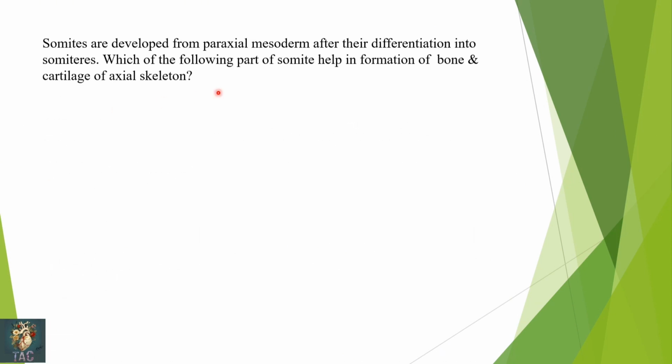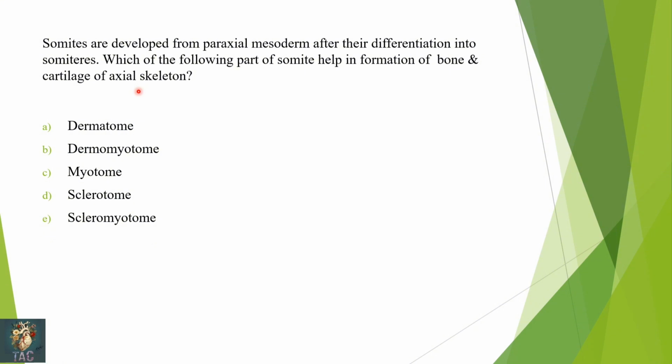Somites are developed from the paraxial mesoderm after their differentiation into somitomeres. Which of the following parts of the somite helps in the formation of the bone and cartilage of the axial skeleton? So that is either dermatome, dermomyotome, myotome, sclerotome or scleromyotome.